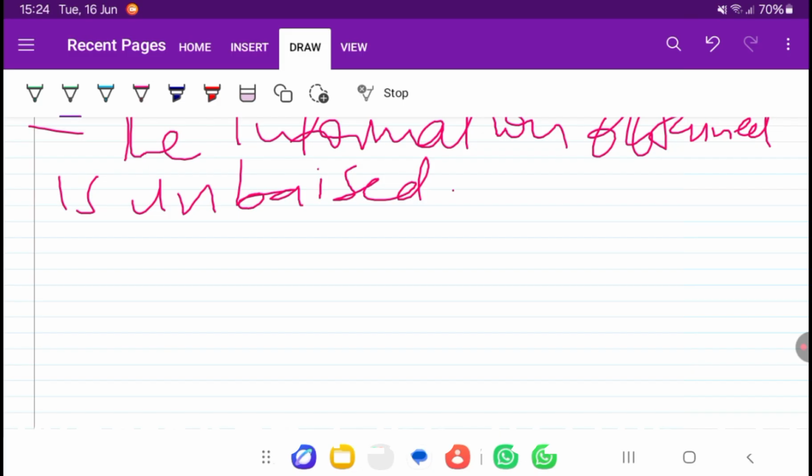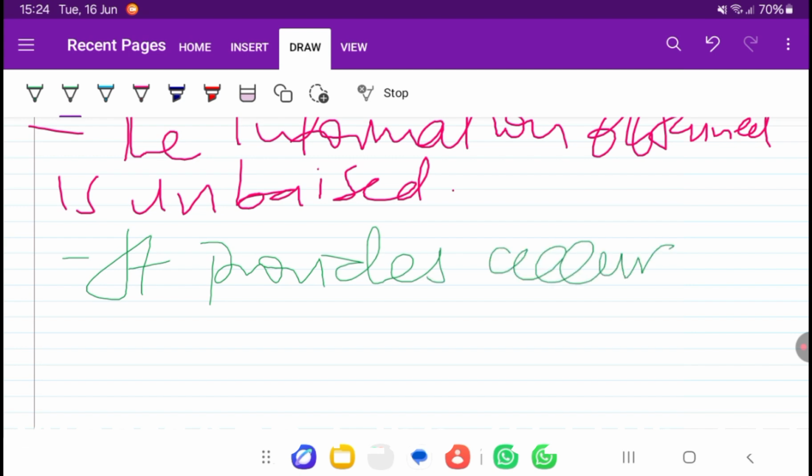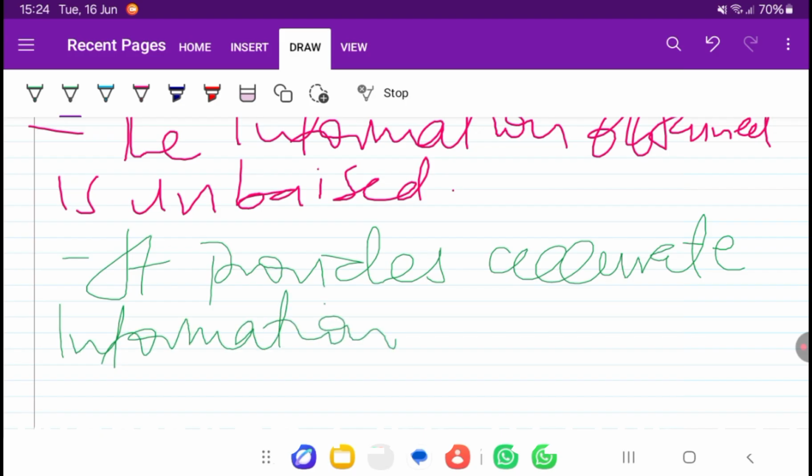The other advantage is that it provides accurate information, which is more reliable. Accurate information, hence more reliable.